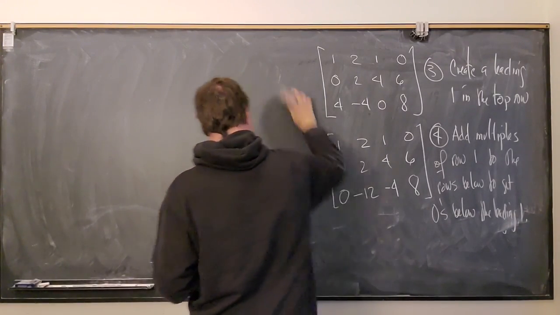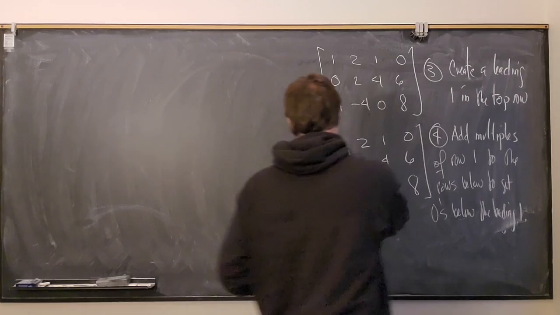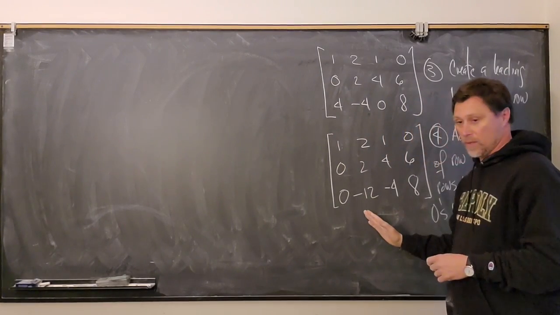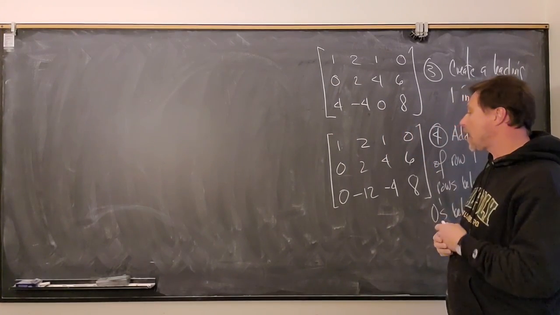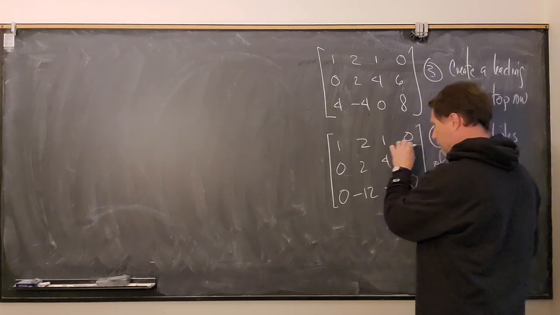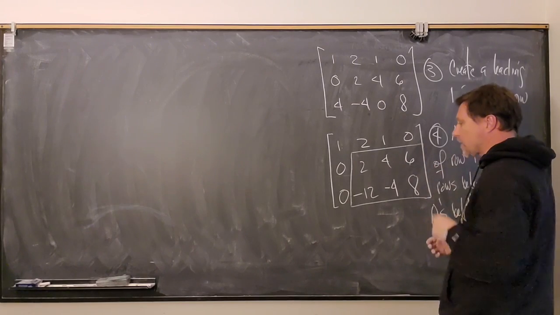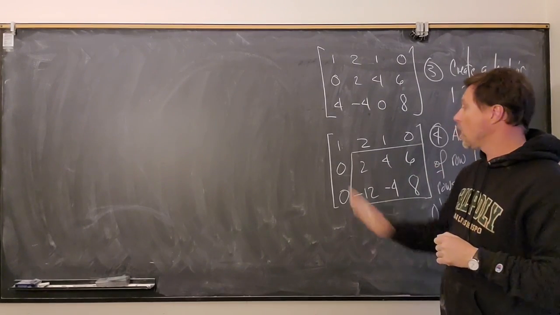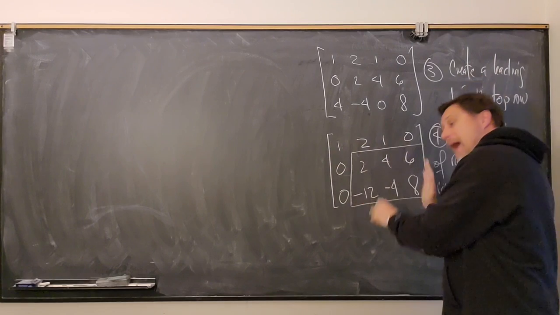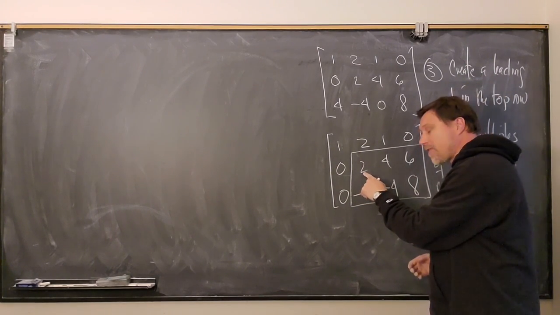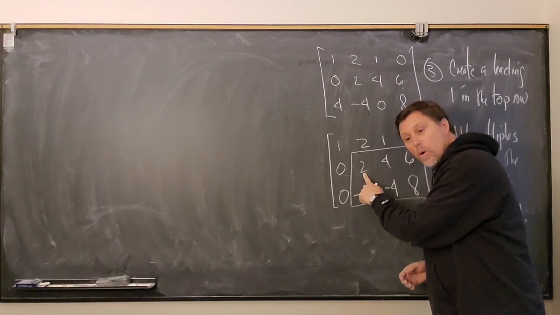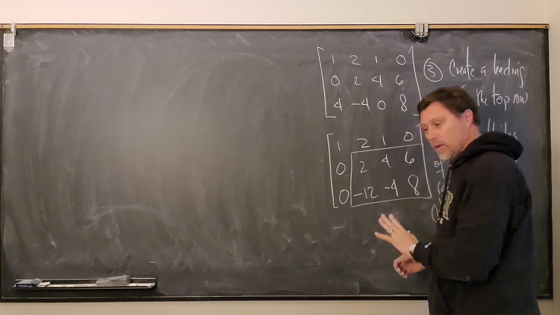Okay, now notice what we've done. We've got a leading 1 and zeros below it. Now what I'm going to do, I'm going to repeat this process on the submatrix that I'm circling or putting a box around right there. All right? We're done with the first row. Now let's move on. I want to turn that 2 into a leading 1 and then create zeros below it.